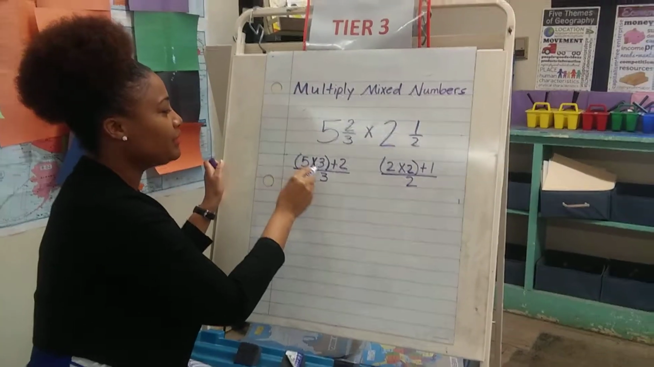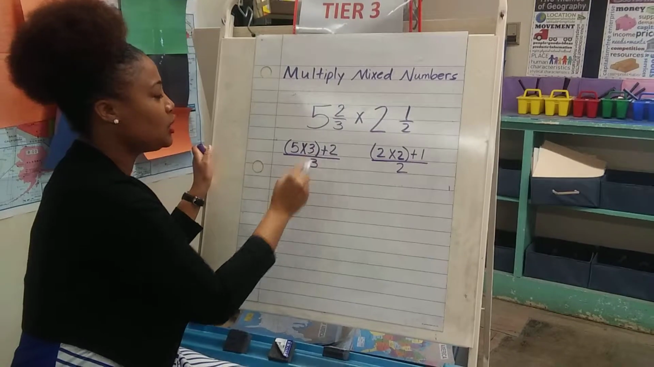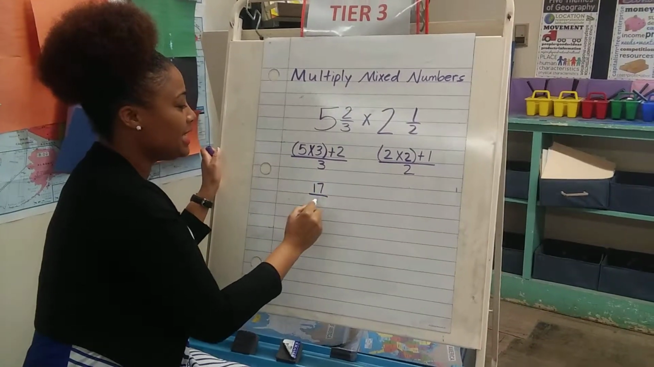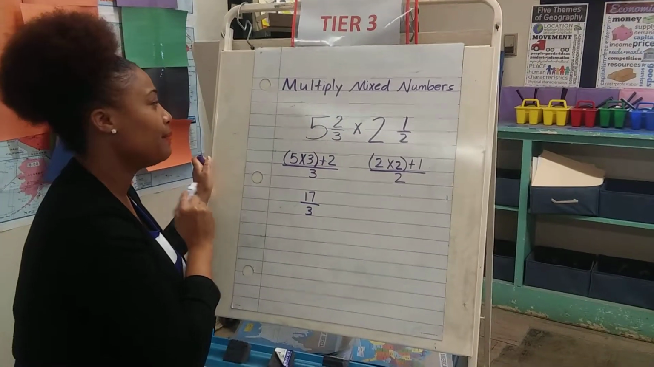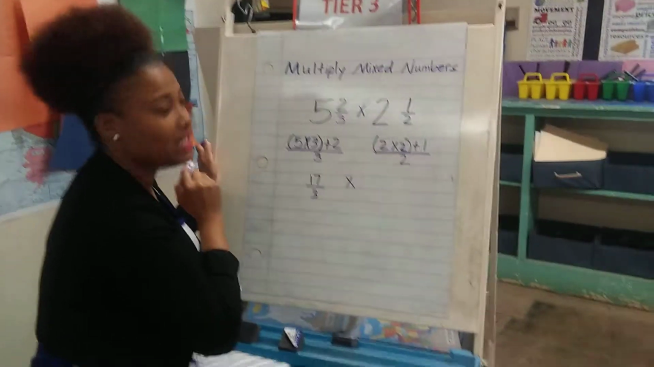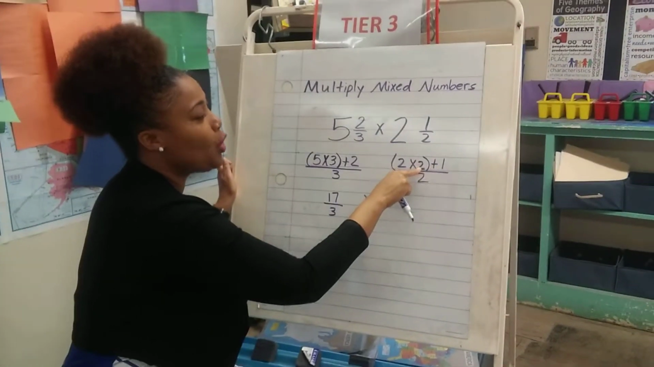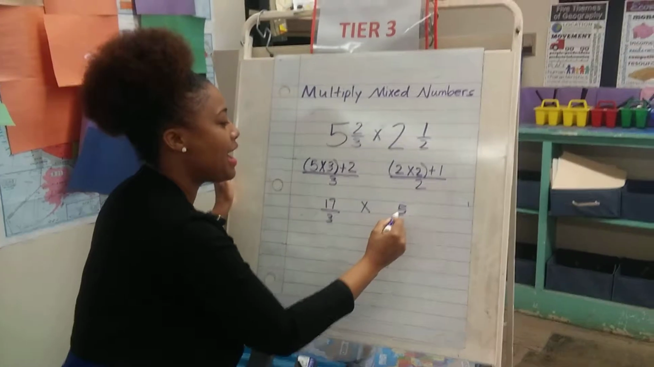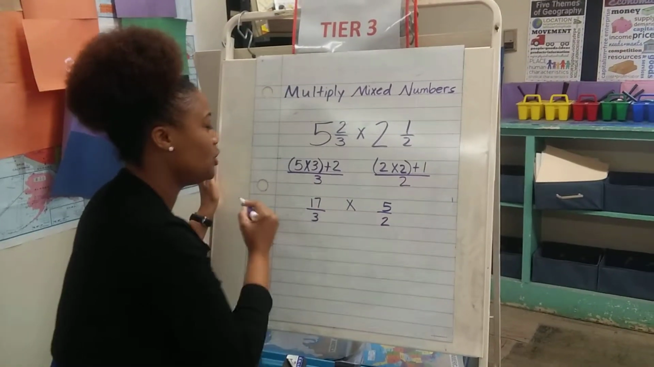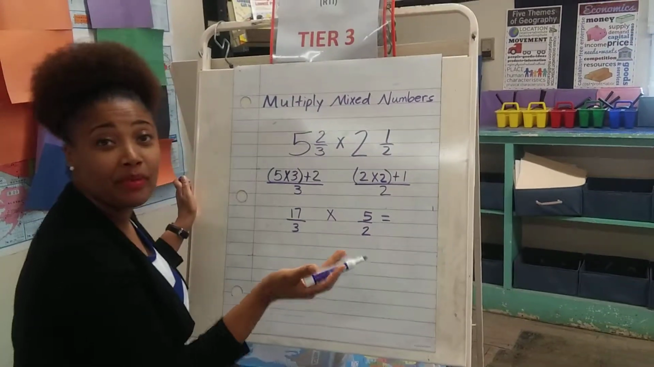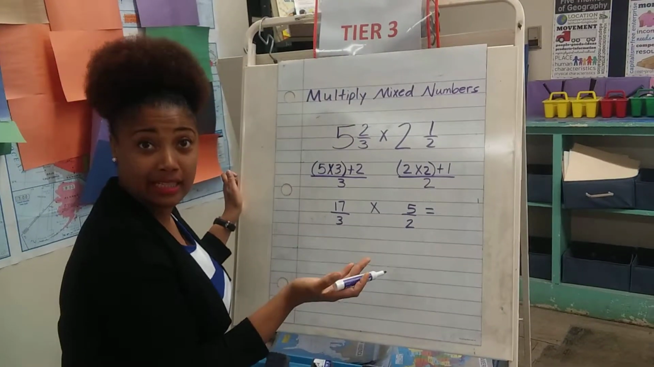So we have 15, 5 times 3 is 15, plus 2. That's 17, and the denominator is 3. We're multiplying these fractions. 2 times 2 is 4. 4 plus 1 is 5, and the denominator is 2. Now we simply just have to multiply the numerators and then the denominators.